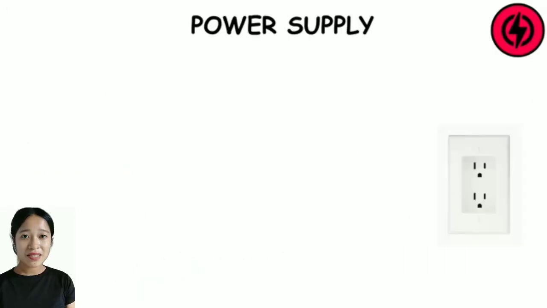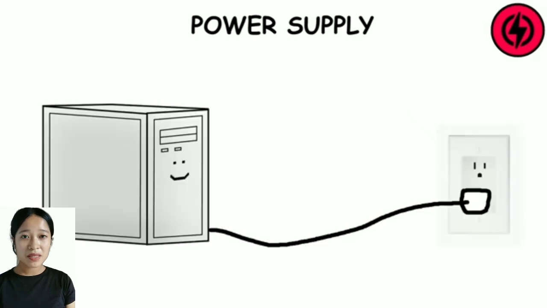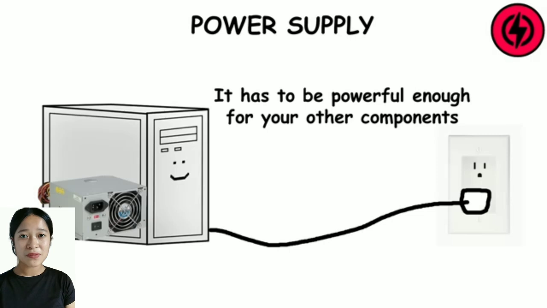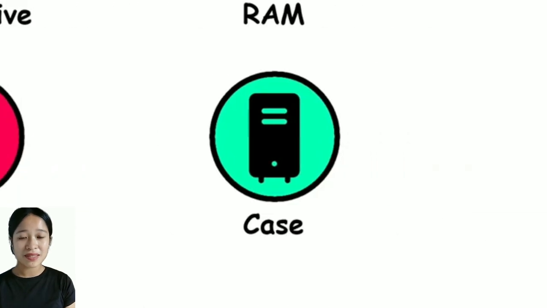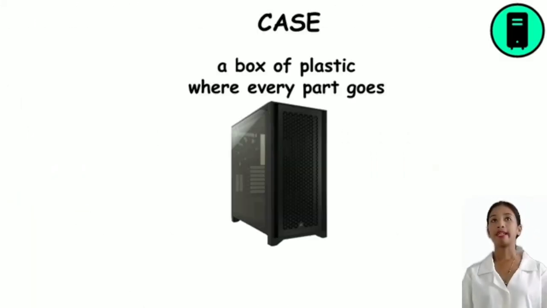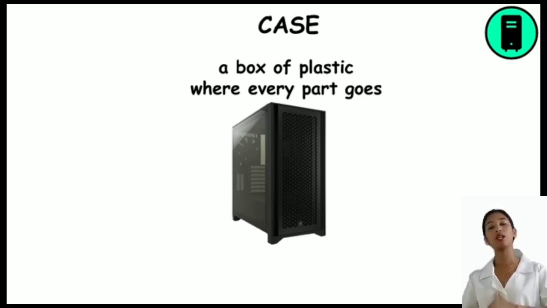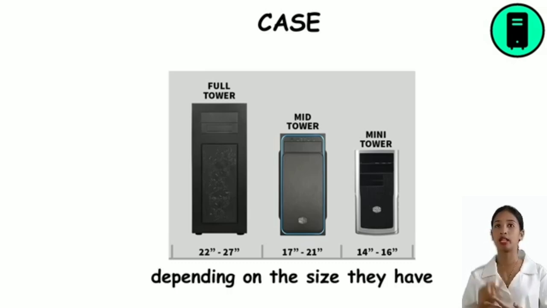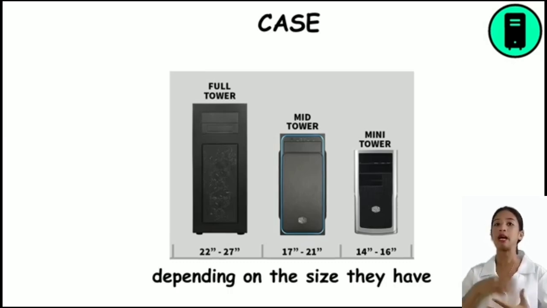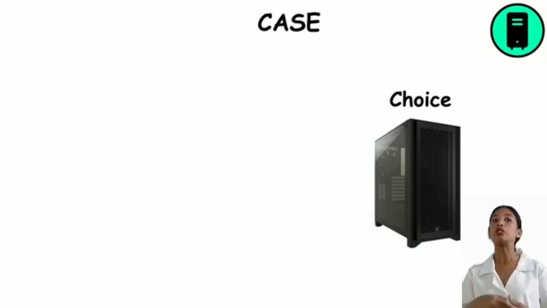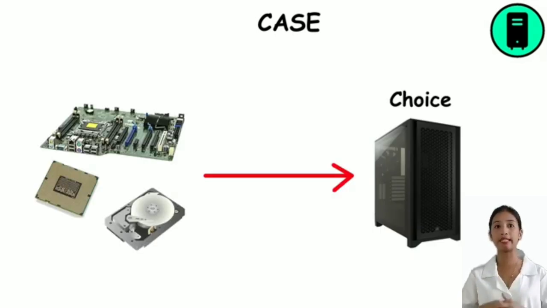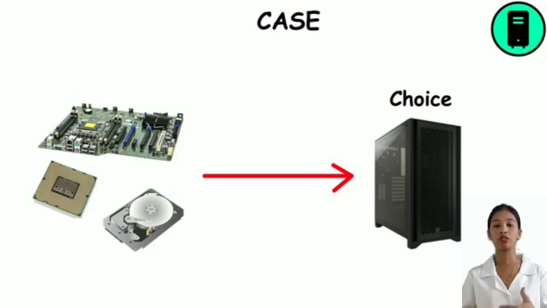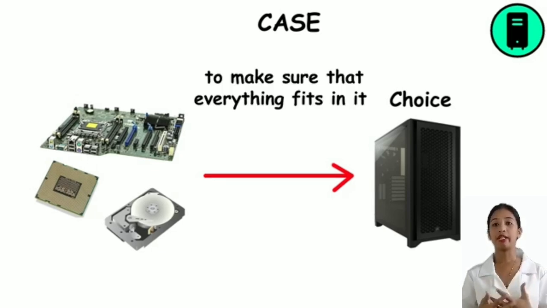Power supply. As the name suggests, this component takes the electricity from an outlet and puts it in the computer, and it has to be powerful enough to supply the other components. Case. A case is simply a box of plastic where every part goes. The most popular formats are mini tower, mid tower, and full tower. The choice of the case should come after having decided the size of the other components, to make sure everything fits.